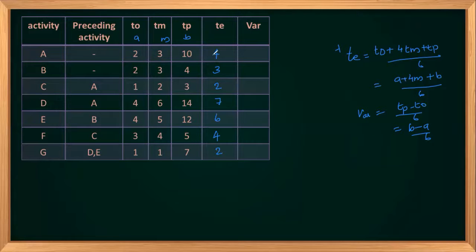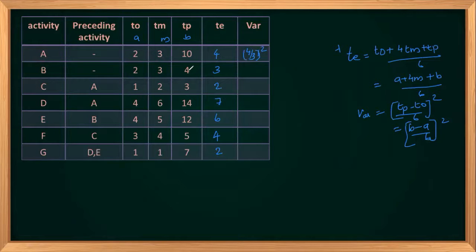So let's find out the variance also. Variance is nothing but TP minus TO divided by 6, or B minus A divided by 6. So this will be 10 minus 2, 8. 8 divided by 6. Oh, the whole square is also there. Don't forget that whole square. So 8 divided by 6, or you can cut the 0 and it will be 4 divided by 3, 4 by 3 whole square.